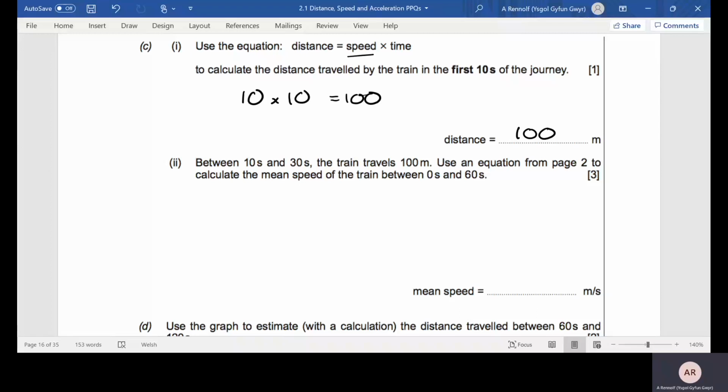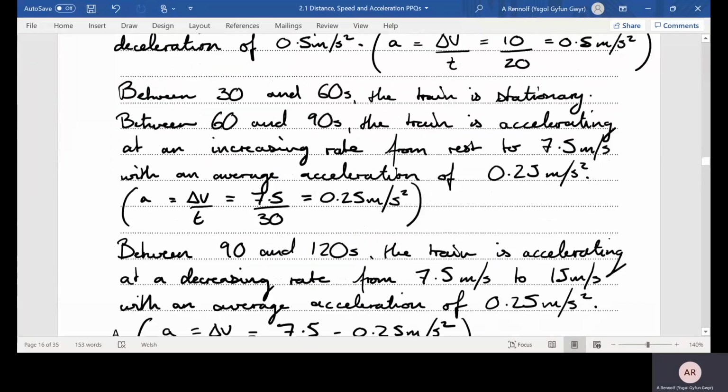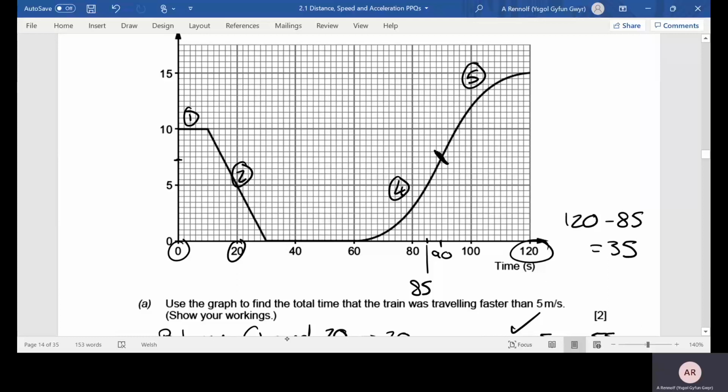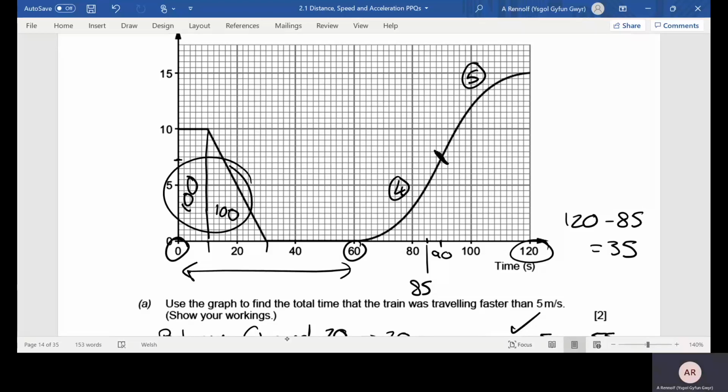Use an equation from page 2 to calculate the mean speed of the train between 0 and 60 seconds. Okay, so it's important to note here, they're asking us to calculate the mean speed of the train between that time and that time. We've just worked out that we go 100 meters there, and they've told us that between 10 and 30 seconds, we go another 100 meters. So our total distance are those two, and our total time is that.